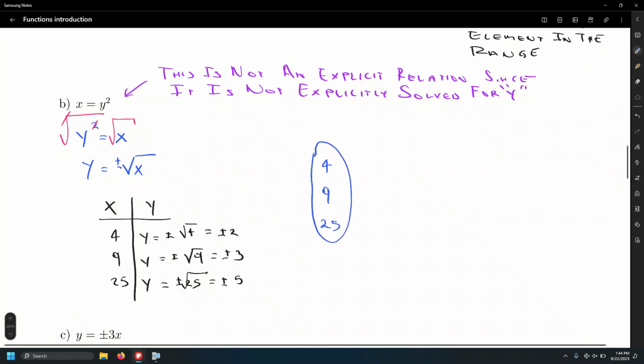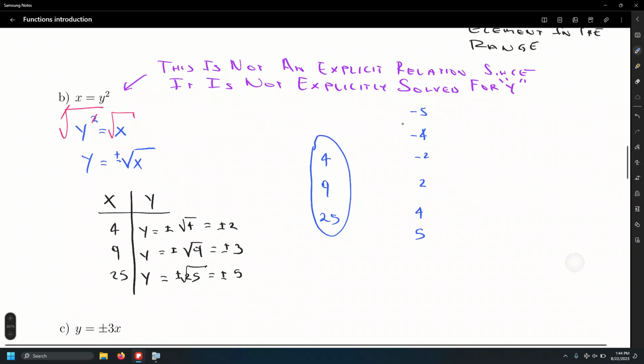What about our outputs? In this case, we have a set of not only positive numbers, but also negative numbers, and I will write them from smaller to larger. So that is -5, -4, -2, +2, +4, and +5. All right. Those are the possible outcomes, at least for this table with the 3 inputs.